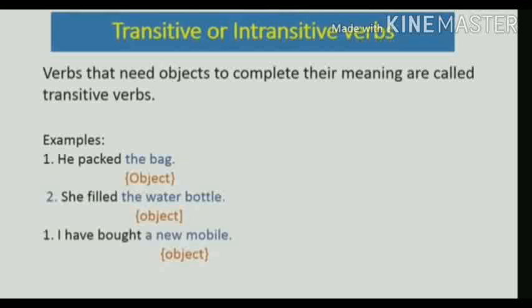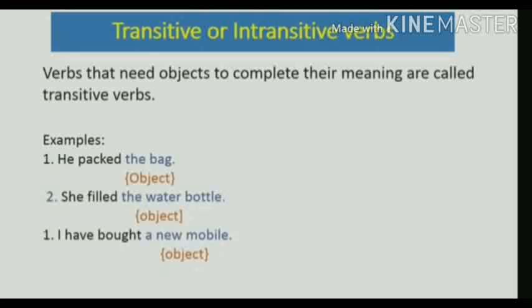Now what are transitive verbs and intransitive verbs? Verbs that need objects to complete their meanings are called transitive verbs. A transitive verb needs an object to complete its meaning. For example, he packed. He packed what? I need an object, the bag. So here packed is the transitive verb because it requires the object to have its meaning. Likewise, she filled the water bottle. She filled what? Water bottle. Water bottle is the object and filled is the verb, but it is a transitive verb. It is passing its action to the object, and since it is passing the action of filled to the water bottle, it is a transitive verb.